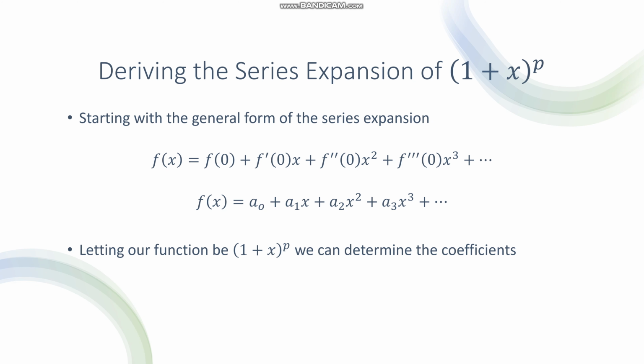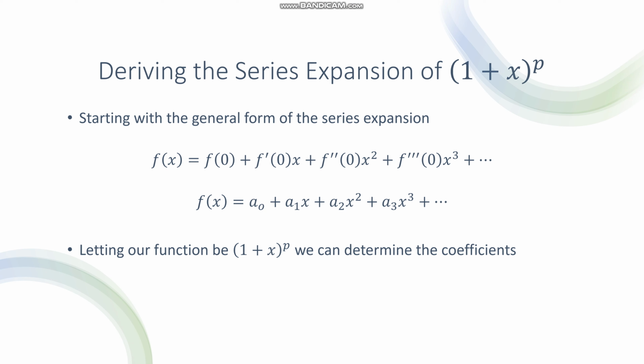So starting off with our general form of the series expansion, we have f(x) = f(0) + f'(0) x + f''(0) x^2 + f'''(0) x^3 + and so on.